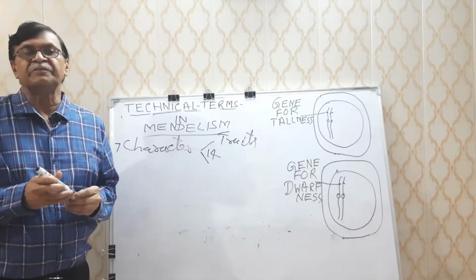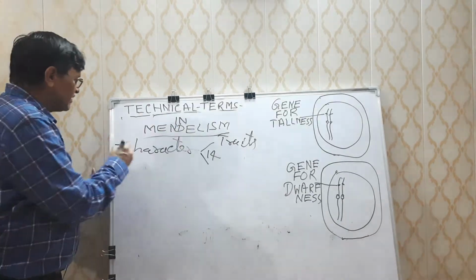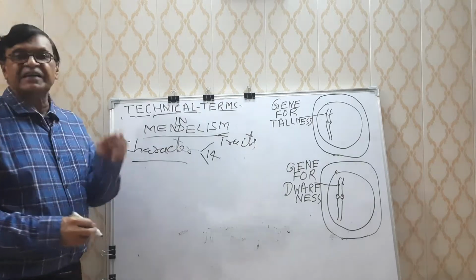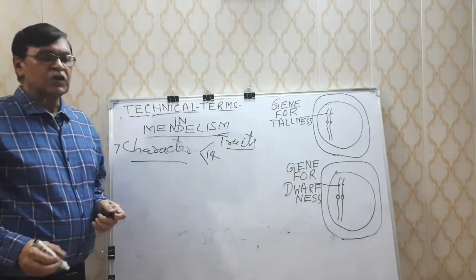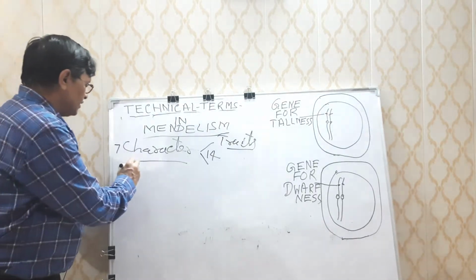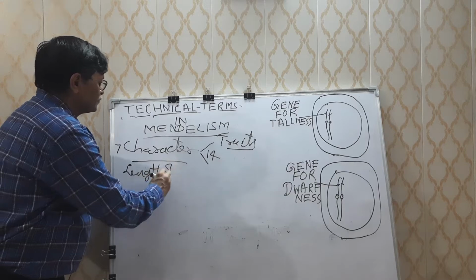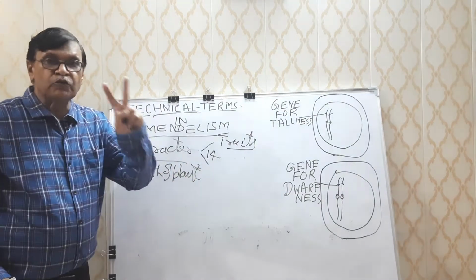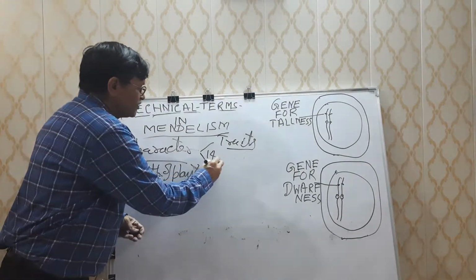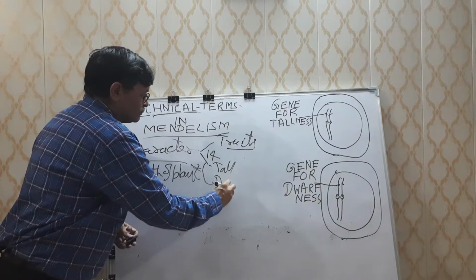Gregor John Mendel had made a detailed study of 7 characters, and each character had 2 variables which were called traits. For example, if we talk about the length of the plant, it was a character, and it had 2 variables. Some plants were tall and some plants were dwarf.